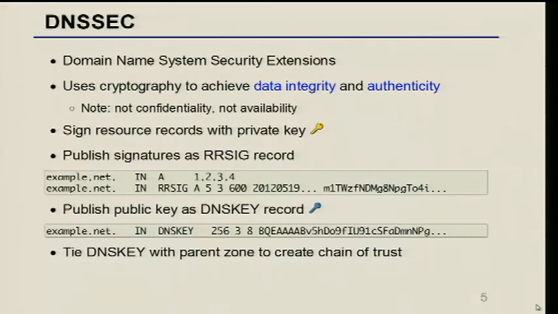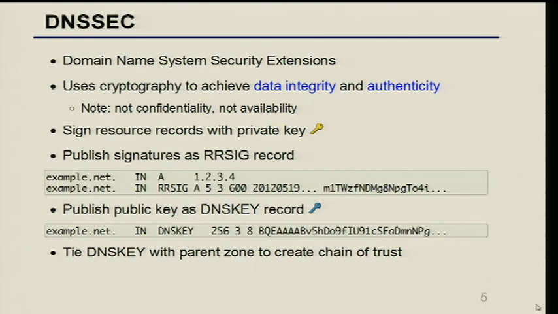Okay, now what is DNSSEC? DNSSEC is a set of security extensions and a couple of RFCs, and it uses cryptographic mechanisms to achieve data integrity and authenticity. But note, not confidentiality, so there is no encryption of the data. And also availability was not a design goal, so it doesn't improve the reliability of the system.